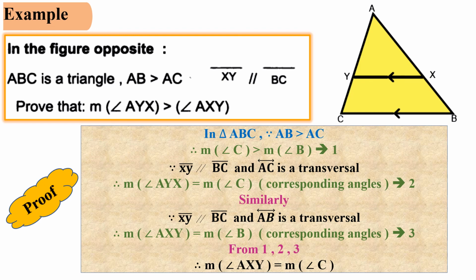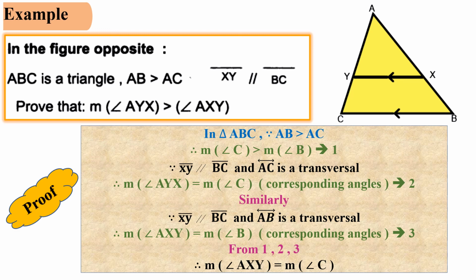And since XY is parallel to BC and AC is a transversal, then measure of angle AYX equals measure of angle C as corresponding angles. Okay, look again. XY is parallel to BC and AC is a transversal. The measure of angle AYX is equal to the measure of angle C as corresponding angles.